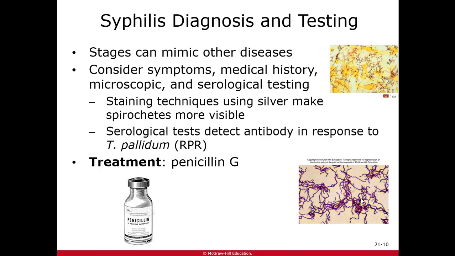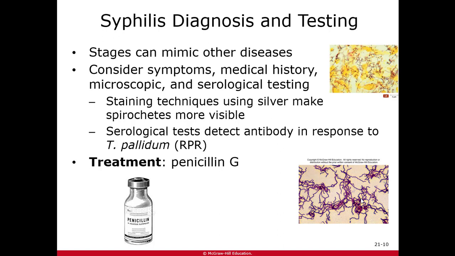To look underneath a microscope, they'll try to stain the bacteria. These bacteria are pretty thin, pretty skinny, so they're going to want to stain them to really get a good picture of them. They can even use a silver stain to make the bacteria stand out underneath the microscope. One of the most common antibody tests they do is called a rapid plasma reagin. So it's a serological test. They're looking for antibodies that your immune system may have formed in response to this particular bacteria.